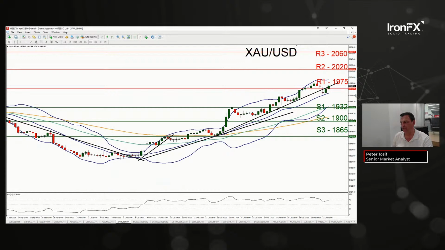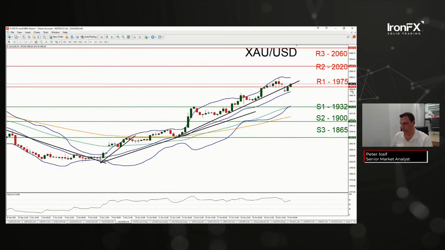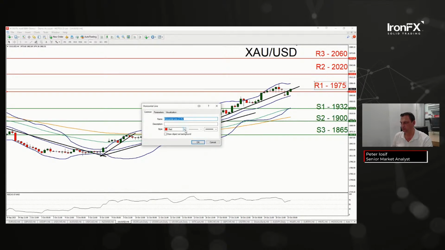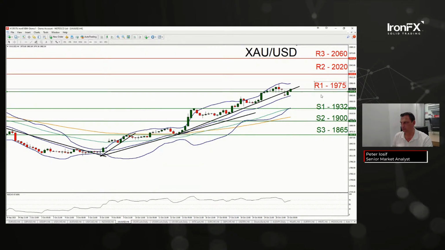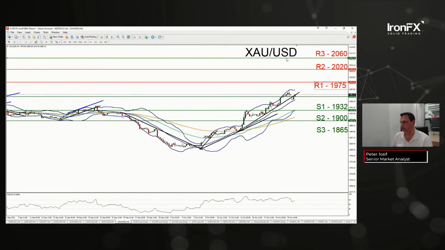Big question whether we have an interruption of the upward motion or not. It seems to be the case that we do, with the 1975 being used as an axis to rotate around. Allow me to zoom out a little bit. That's better. Let's go hunting for a new ultimate resistance line.